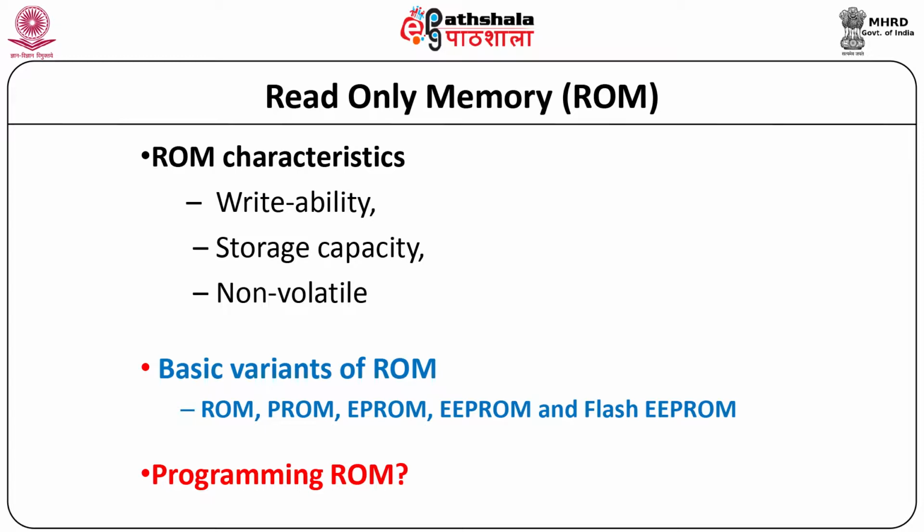There are 5 basic ROM types. ROM, that is read only memory, which is basically a mask ROM. Then PROM, that is programmable read only memory. EPROM is erasable programmable read only memory. E2PROM is electrically erasable programmable read only memory, and last, flash E2PROM memory. Programming ROM means writing the data into the address location. ROM can be programmed once or many times depending on the type of ROM.